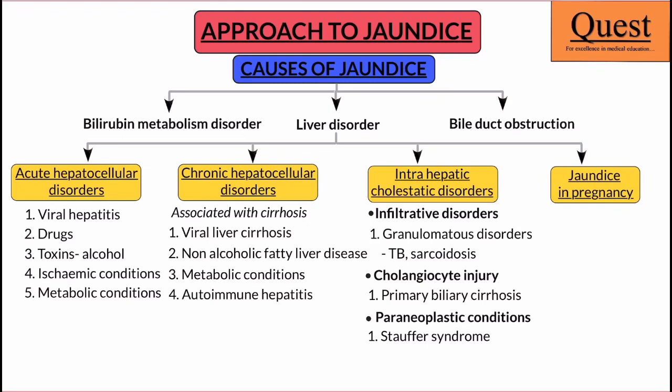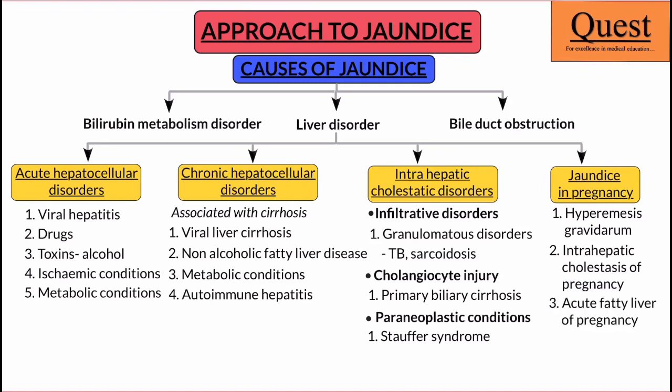Finally, jaundice during pregnancy is an important consideration, and here you could have some benign conditions like hyperemesis gravidarum or intrahepatic cholestasis of pregnancy, or some conditions which require immediate therapy and can have poor prognosis like acute fatty liver of pregnancy, preeclampsia, or the HELLP syndrome.